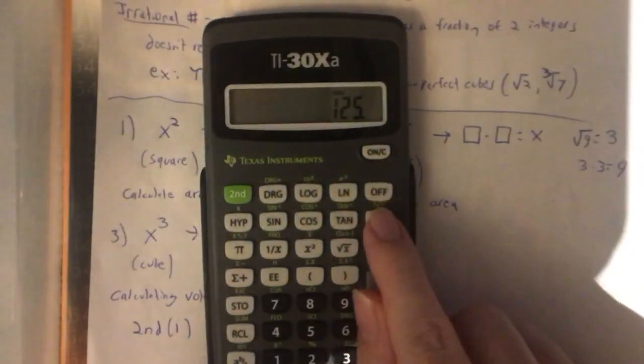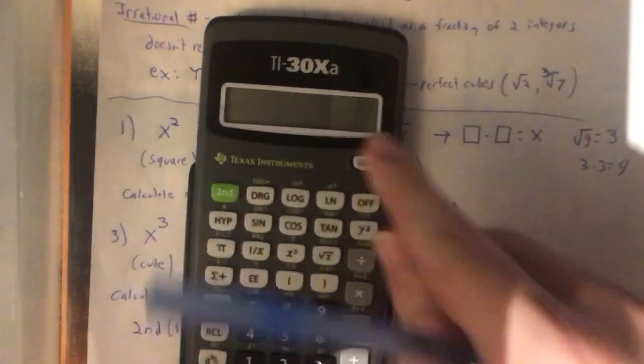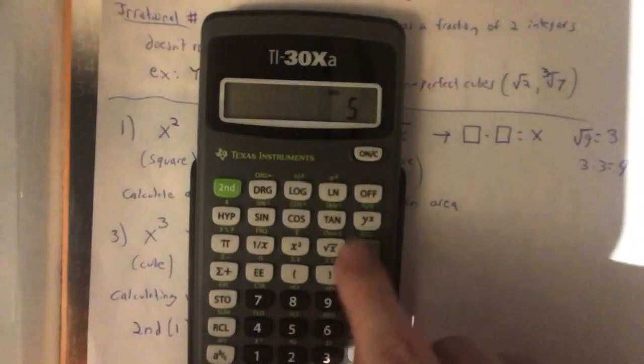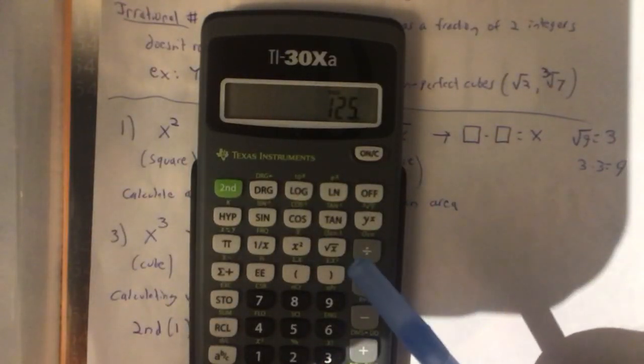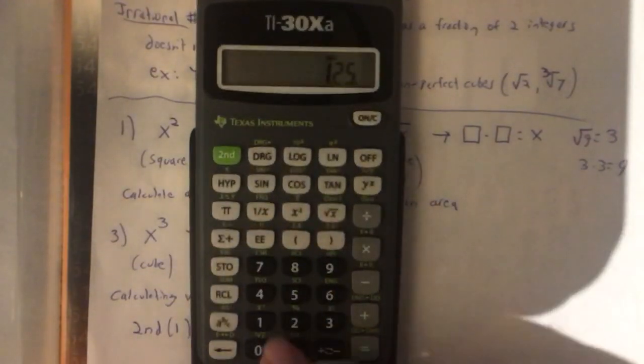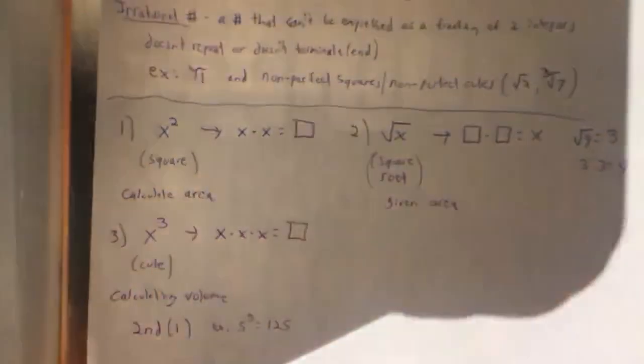There's also this y to the x button we could use for any. If you want, you hit the 5, hit the y to the x, you can hit 3. You can also get 125. Both work, but I'm going to focus on the second one, the cubed here, for now.